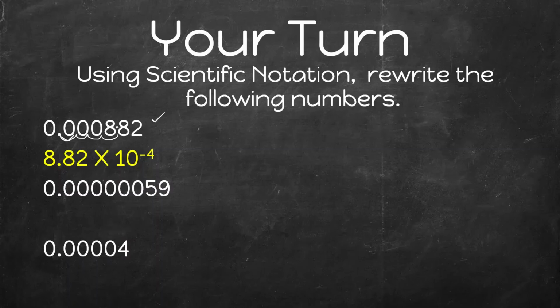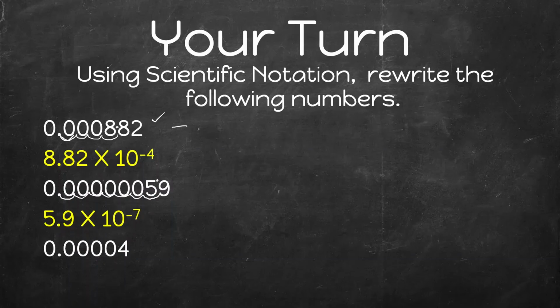Next, si 0.0000059. So ilang movement ang gagawin natin? And then negative siya ulit ha, kasi magmo-move tayo to the right. So we have 1, 2, 3, 4, 5, 6, 7. We have 5.9 times 10 raised to negative 7.